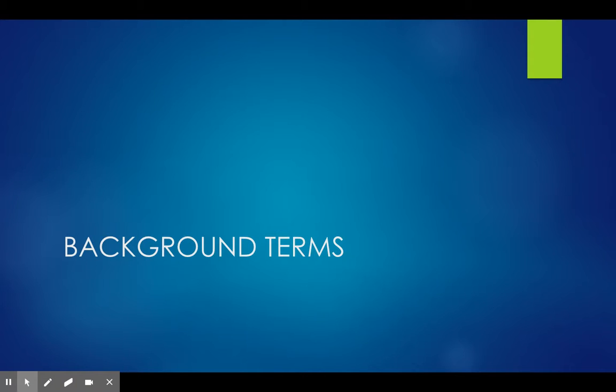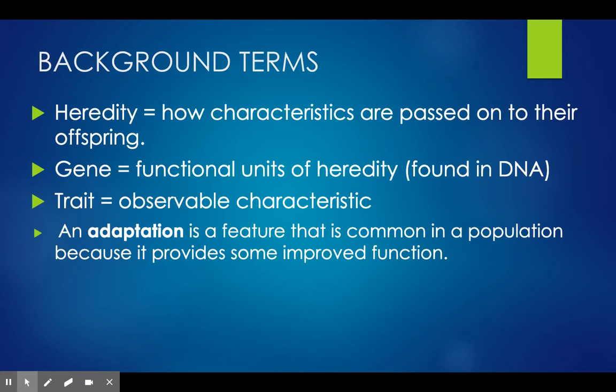And the first thing that I want to do is get into some background terms that are really important going forward in this unit, and also terms that are going to come up later when we get into our heredity unit. So the first term is heredity. And as we know, heredity is one of our properties of life. It's one of the things that you have to be able to do in order to be considered living. So heredity is how characteristics are passed down to their offspring. And I think that's pretty self-explanatory.